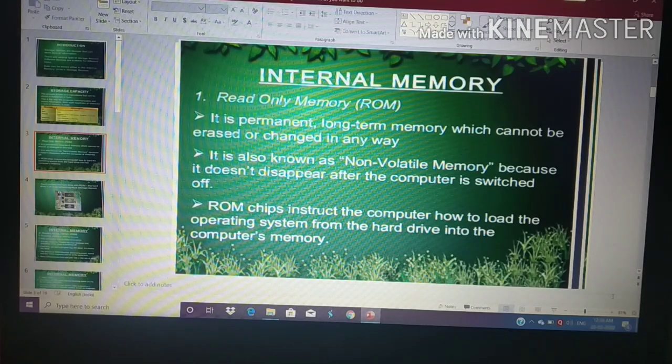Now again, another speciality of the ROM is that these chips give instruction to the computer to load the OS, that is the operating system, from the hard drive to the internal memory, since it's fixed inside your computer system.